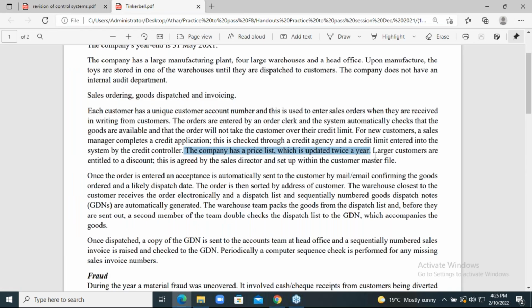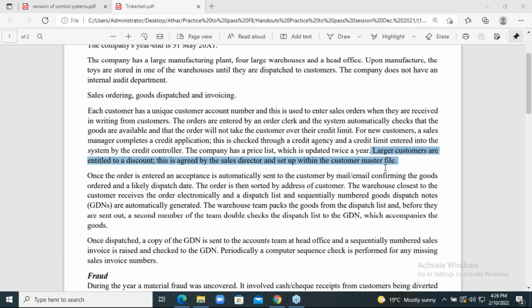Now let's move to another control system like this one. Large customers are entitled to a discount and this is agreed by the sales director and set up within the customer master file. Now this is an important element of the control system, and we are going to write a test of control for it. I'm hopeful that now you would be able to write a simple test of control for that. And after recommending the test of control, I am going to take some of your questions on the test of controls.